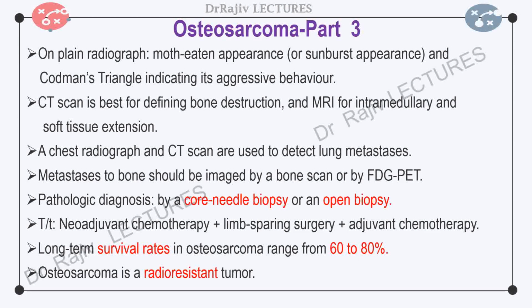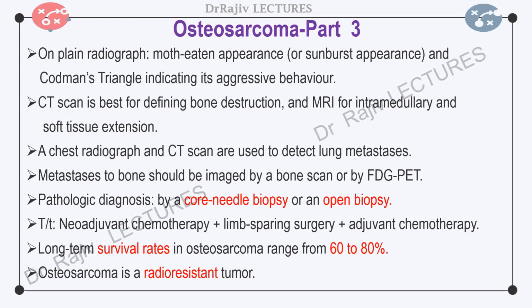In osteosarcoma, a plain radiograph reveals a destructive lesion with a moth-eaten appearance or a spiculated periosteal reaction known as sunburst appearance. Also, there may be a triangular shadow between the cortex and raised periosteal ends known as Codman's triangle, indicating its aggressive behavior. A CT scan of the tumor is best for defining bone destruction, whereas MRI is better for defining intramedullary and soft tissue extension.